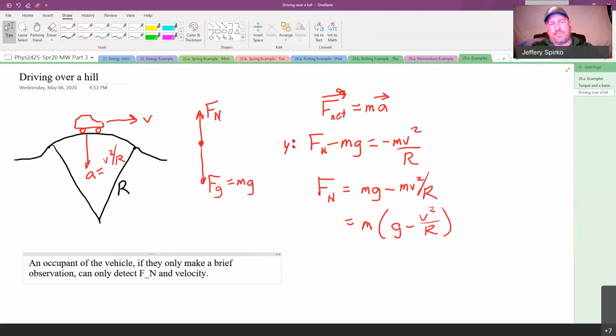So if you were in this vehicle and you only took a brief observation at the very top, you would be able to detect the normal force because you would feel how much your guts are getting compressed and stuff like that. And you could probably detect the velocity. We're going to assume you can measure that. There's a speedometer in the car.